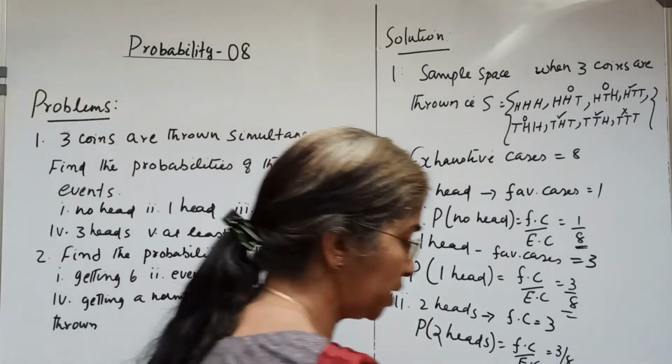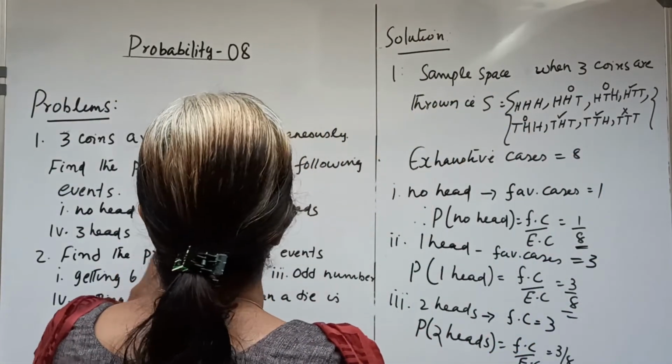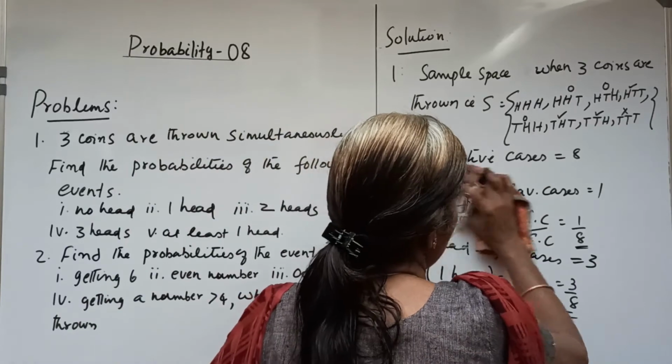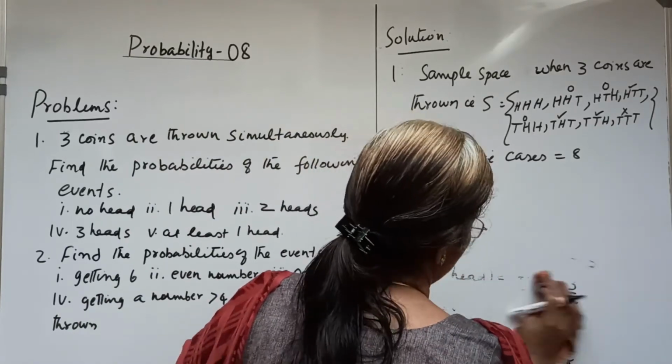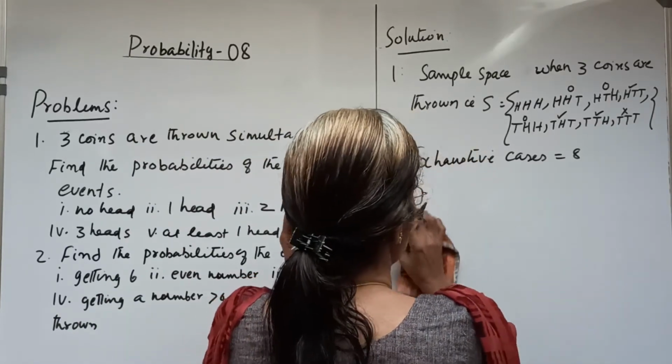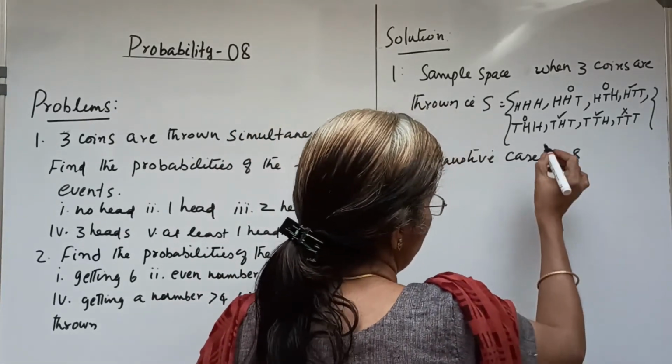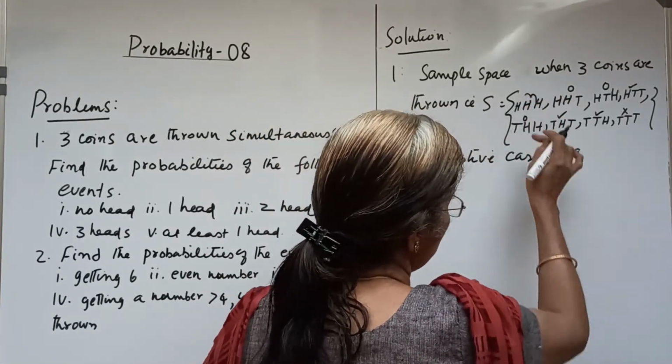Now the next one is the probability of 3 heads. 3 heads means what is the result? All the 3 are heads, meaning HHH is the only possible result.